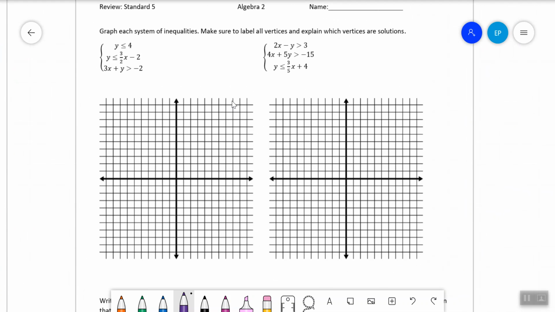On this first equation, y is less than or equal to 4. At 4, I'm going to just draw this line. It's a solid line because it's equal to, and I want all the y's that are less than it.